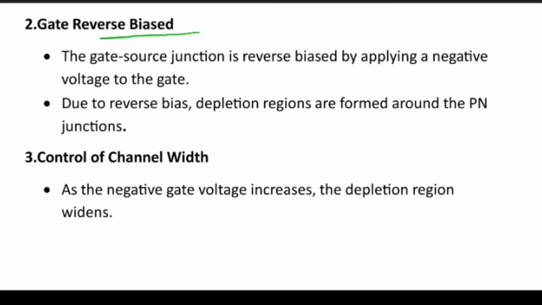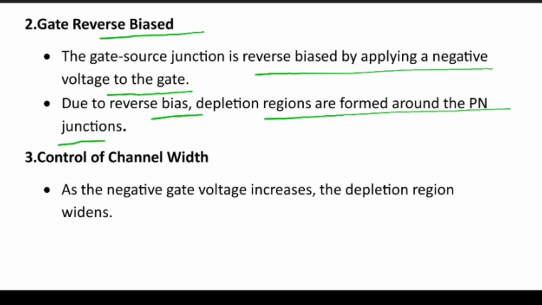In the gate reverse bias, the gate-source junction is reverse biased by applying a negative voltage to the gate. Due to the reverse bias, a depletion region is formed at the PN junction.